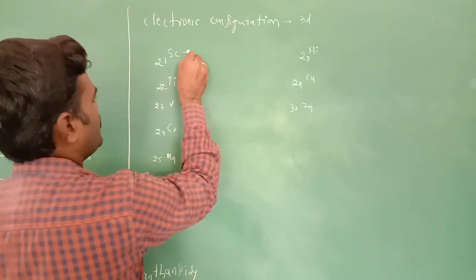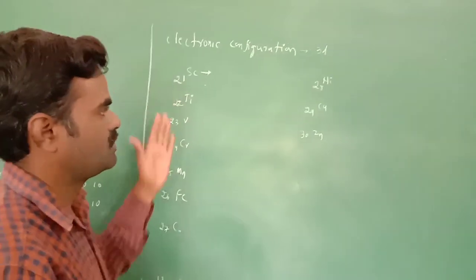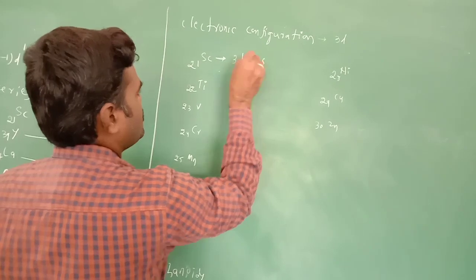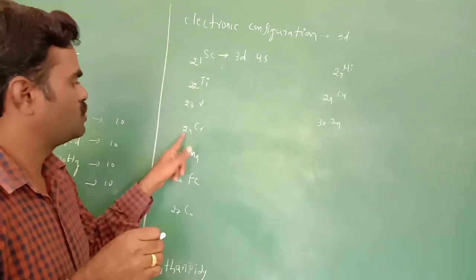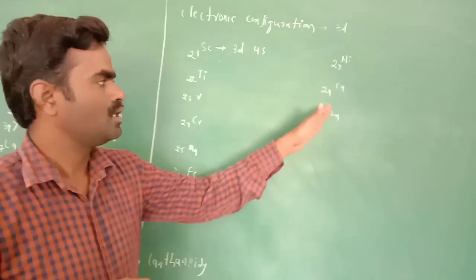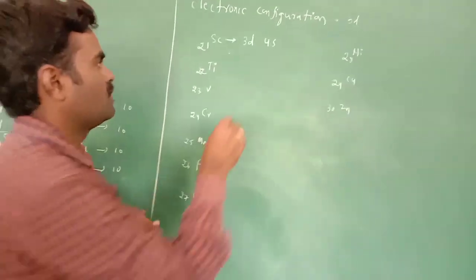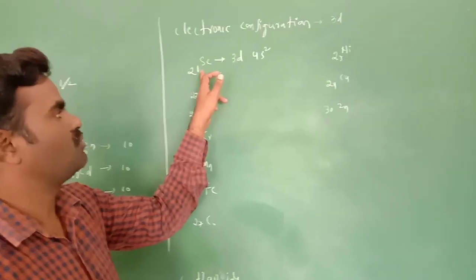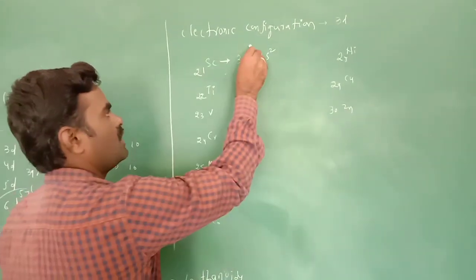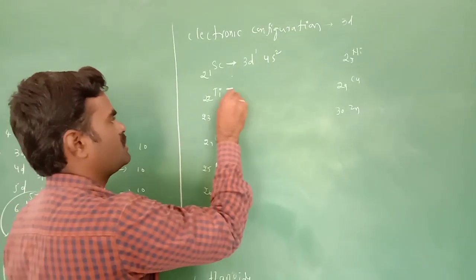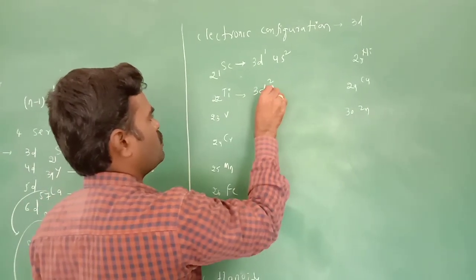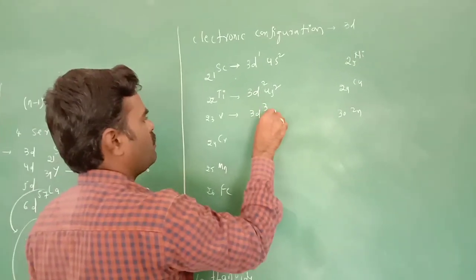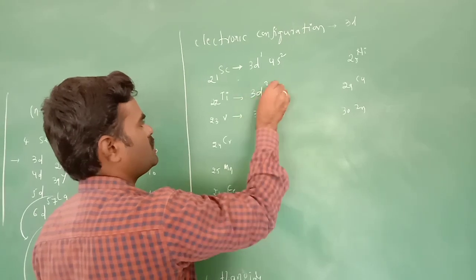Based on this, we can easily write the electronic configuration of the 3D series. 3D and 4S. The 4S2 is common for all the elements up to copper. Then for scandium, 3D1 4s2, 21; titanium 3D2 4s2, 22; and vanadium 3D3 4s2, 23.